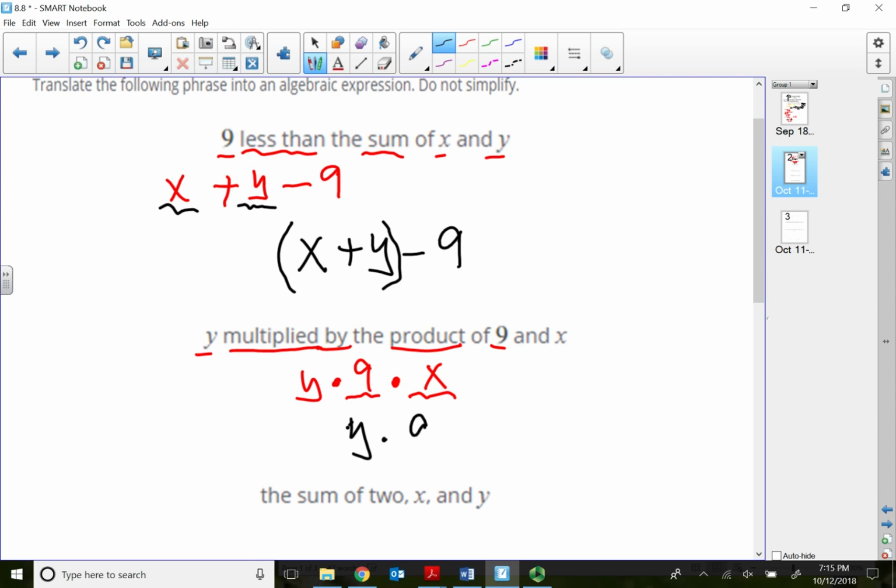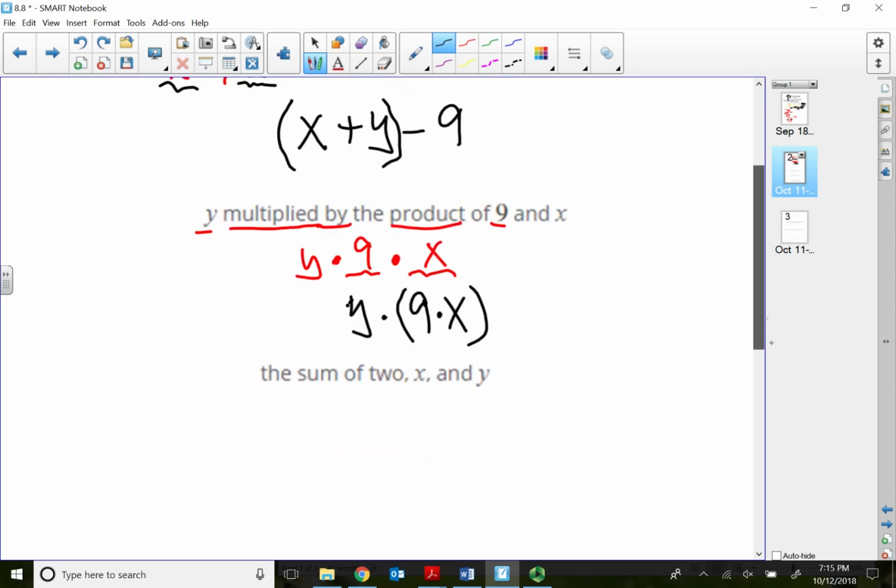So if we say it like that, that seems like y will times 9 first. But the problem never says y will times 9. It says y will be multiplied by who? By the entire product of 9 and x. So that's why 9 times x got to be in the parentheses.